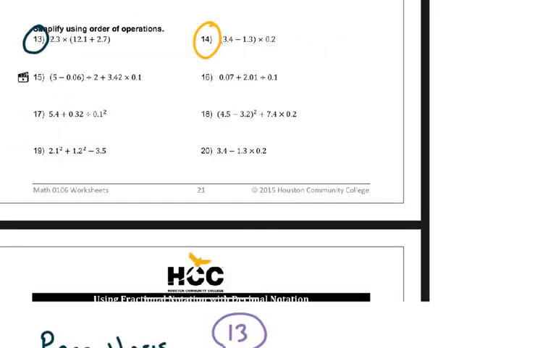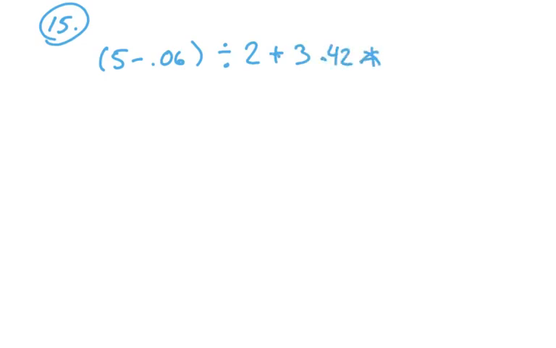The next one is going to be number 15, which is the quantity 5 minus 0.06 divided by 2 plus 3.42 times 0.1. So we're now getting into a bit more of problems. I don't think we've ever seen one that has 5 different numbers, but all we want to do is think about PEMDAS and we'll be fine. So PEMDAS says I want to do parentheses first. So I'm going to do 5 minus 0.06.